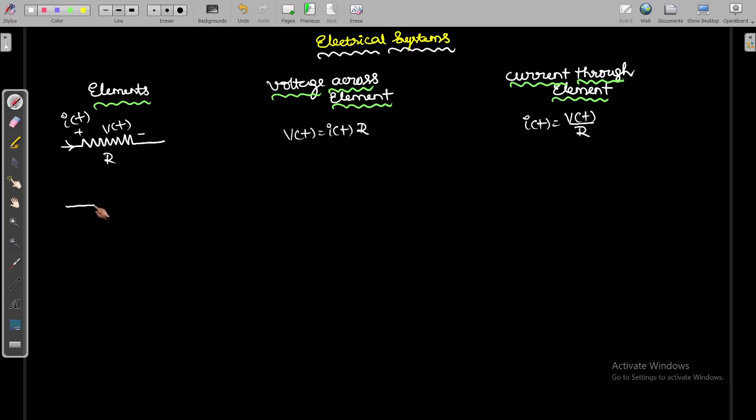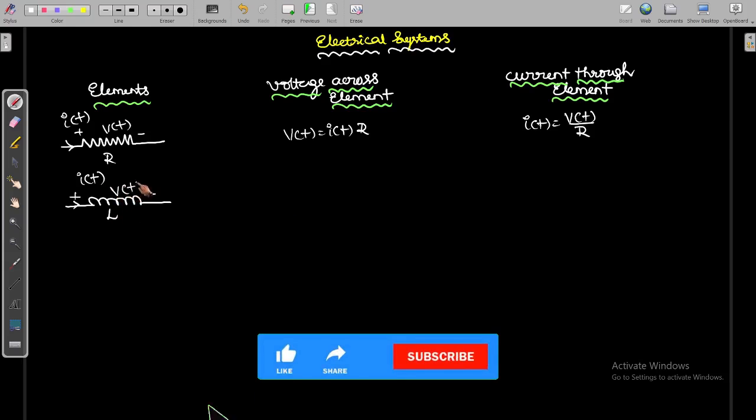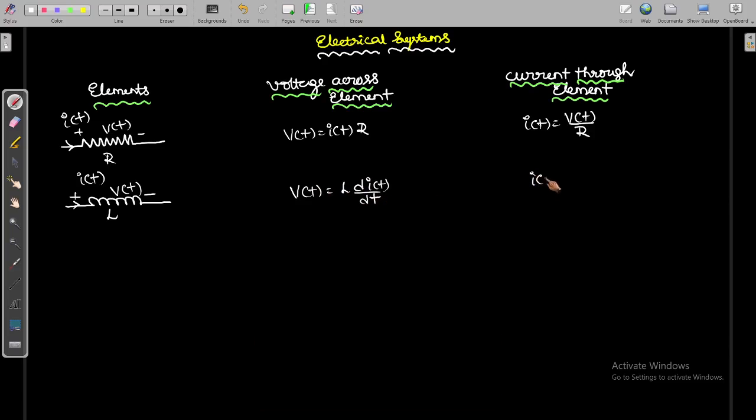Whenever you have an inductor, here also current is flowing, which we take as I of t, and the inductance is L. Some voltage is generated across the element. V of t can be written as L into dI of t by dt, and I of t equals 1 by L integral of V of t dt. This is the relation in the case of the inductor.